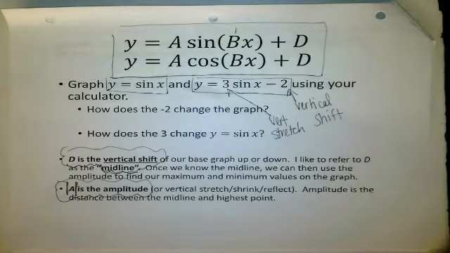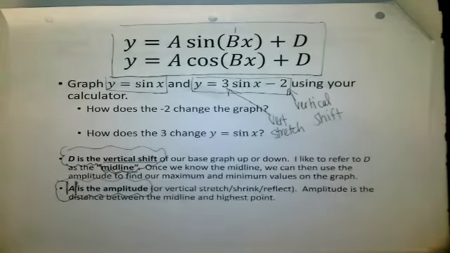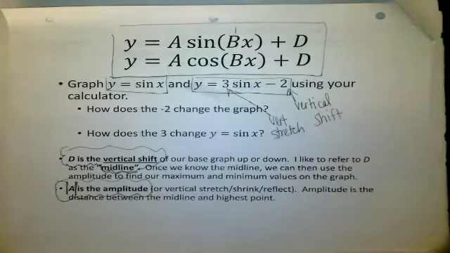Amplitude is very specific to sine and cosine functions, secant and cosecant as well, but mainly sine and cosine. Amplitude is the distance between the midline and the highest point. Distances are always positive, so we refer to amplitude as a positive value. This one is 3 units above the midline at our highest point, and 3 units below the midline would be our lowest point.